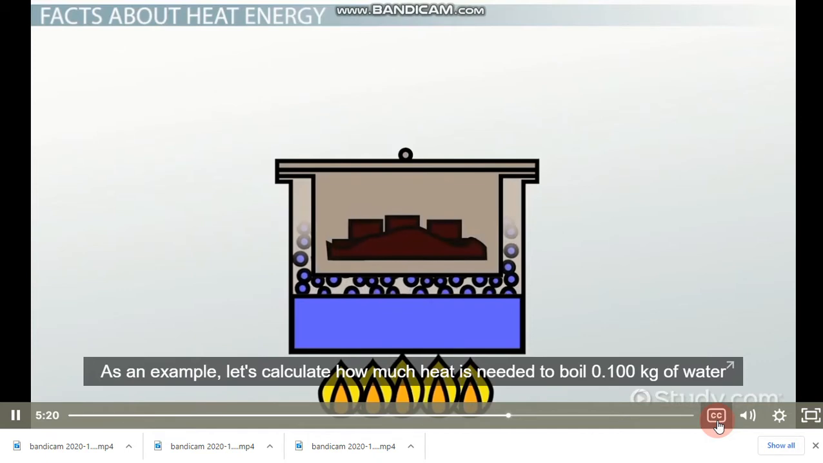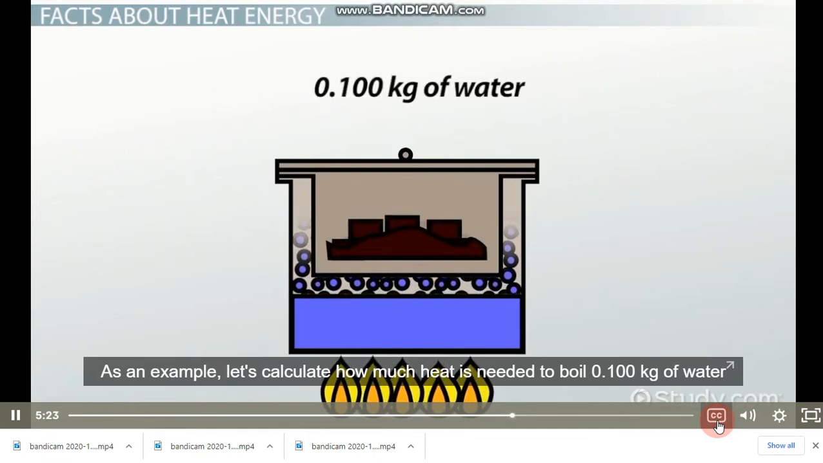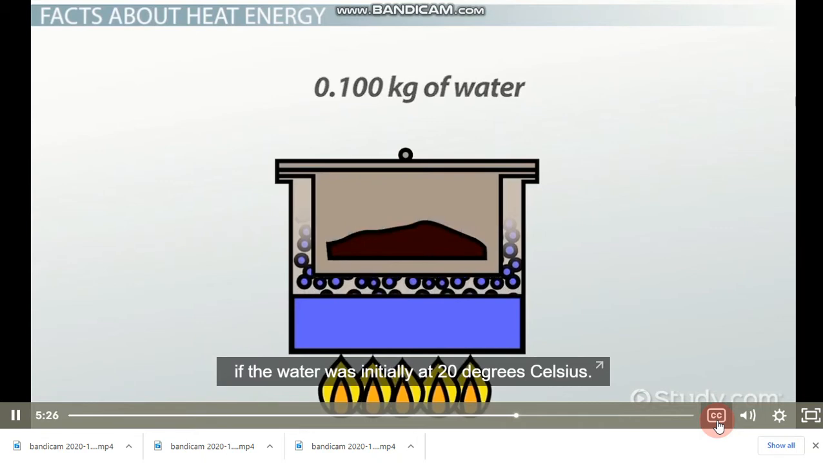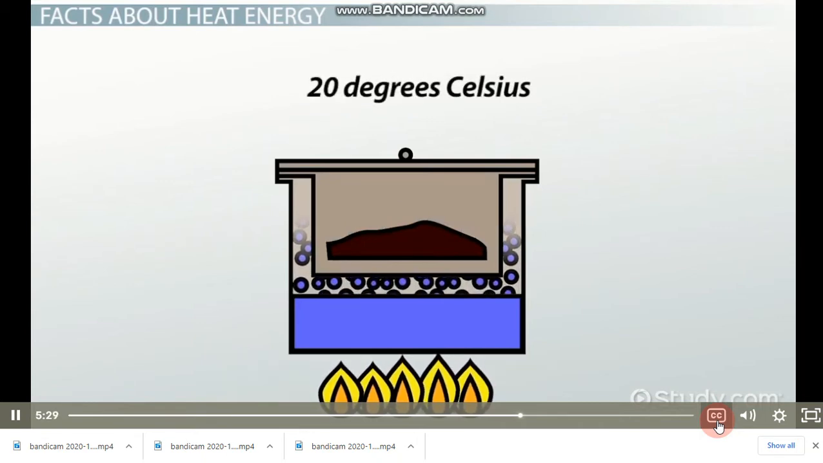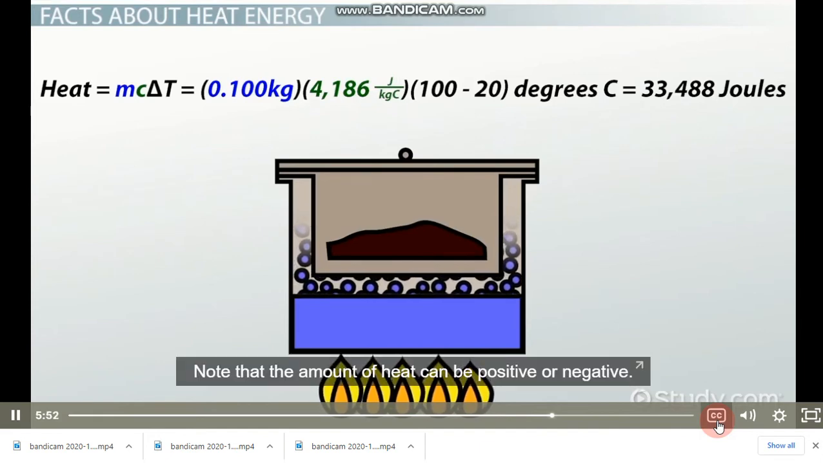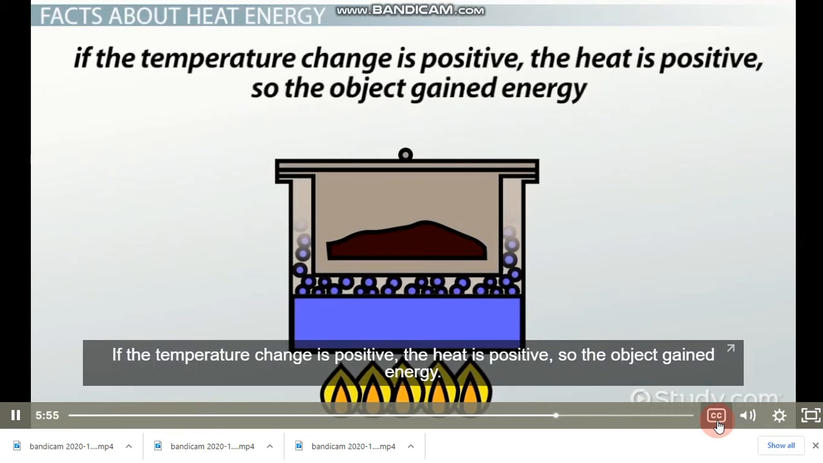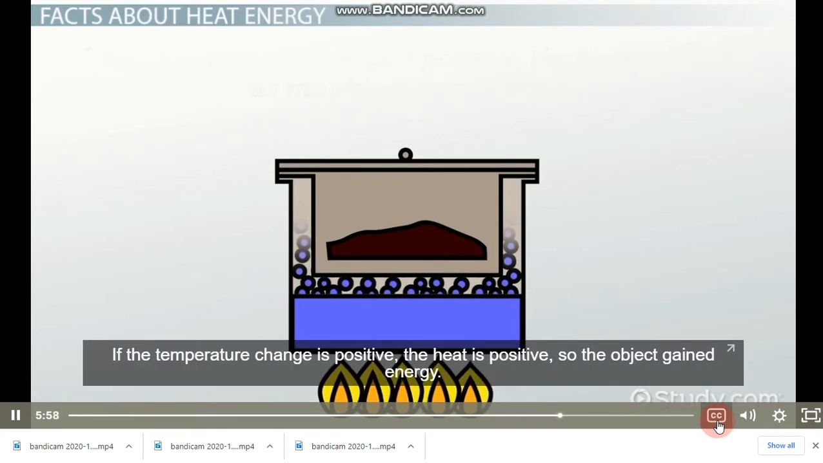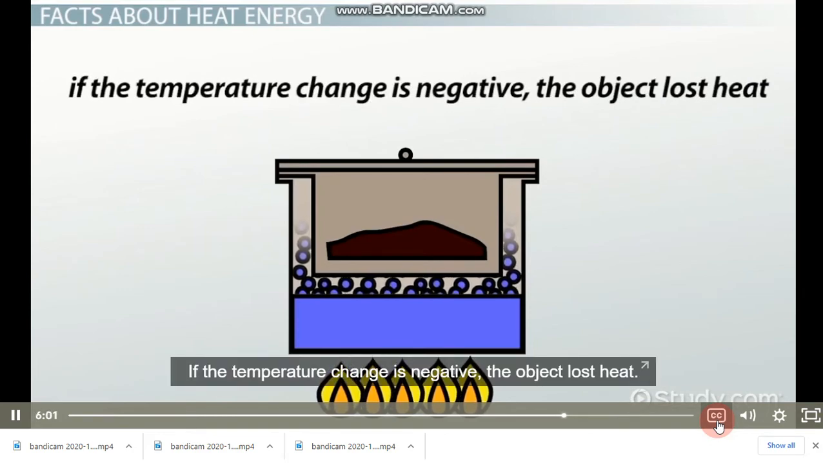As an example, let's calculate how much heat is needed to boil 0.100 kilograms of water if the water was initially at 20 degrees Celsius. The calculation would be Q = mcΔT = 0.100 kilograms times 4,186 J/(kg·°C) times (100 minus 20) degrees Celsius, which equals 33,488 joules. Note that the amount of heat can be positive or negative. If the temperature change is positive, the heat is positive, so the object gained energy. If the temperature change is negative, the object lost heat.